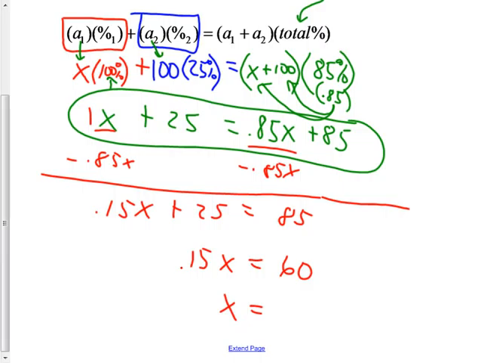Somebody take 60 divided by 0.15. Thank you. You got a calculator on your desk. Take a second. 60 divided by 0.15. Got an answer? Okay, what's your question?